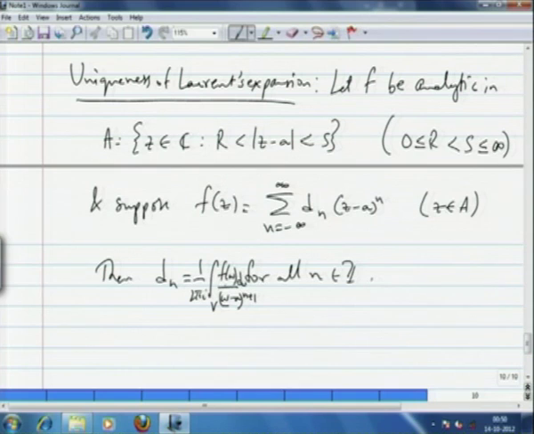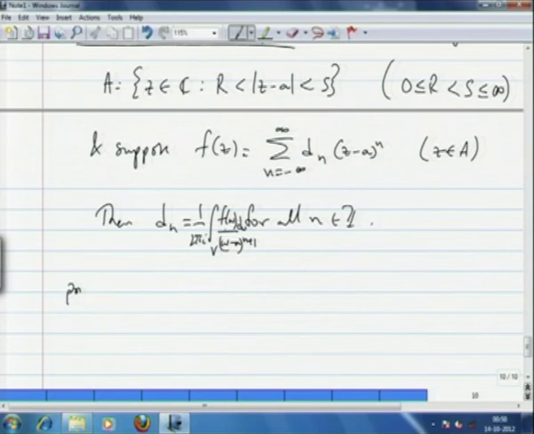Okay. So, what that is saying is that if you are able to expand f as a double ended series, then the coefficients have to be of the form that Laurent's theorem specifies. Okay. And the proof is as follows. Once again, you can assume that a is equal to 0.